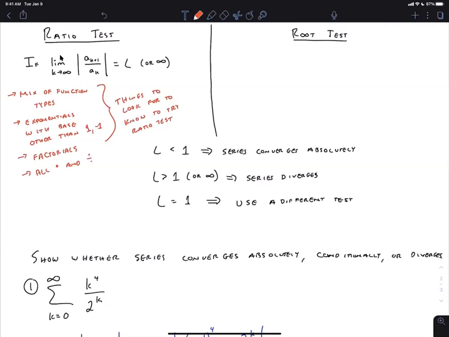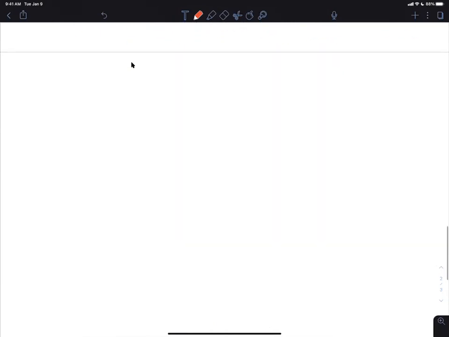Okay, so we need to know how to use it, which we just figured out on number 1. We're going to do another example, but we need to know how to use it. We need to know when to use it. These are some guidelines to know when to use it. And we should understand why it works. And the reason why it works is because what this is telling you is in the long run, this looks like a geometric series.